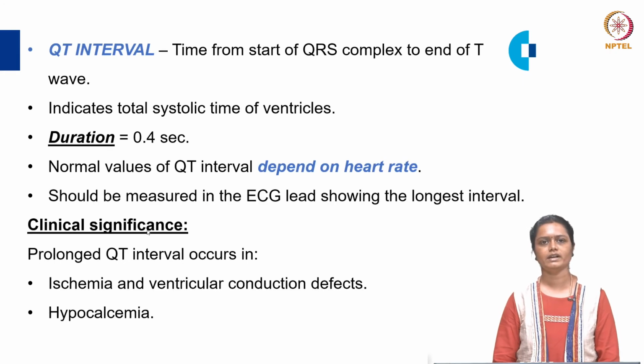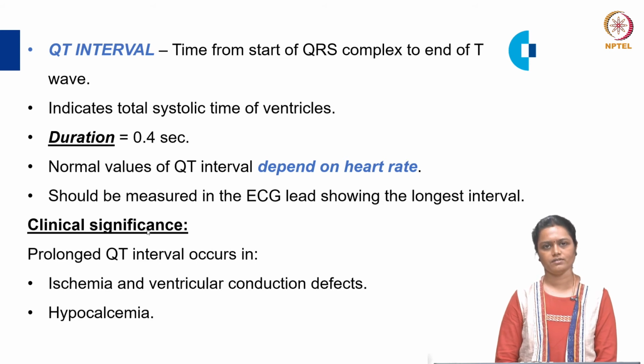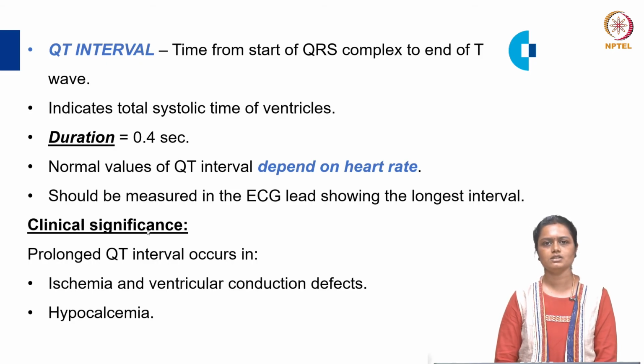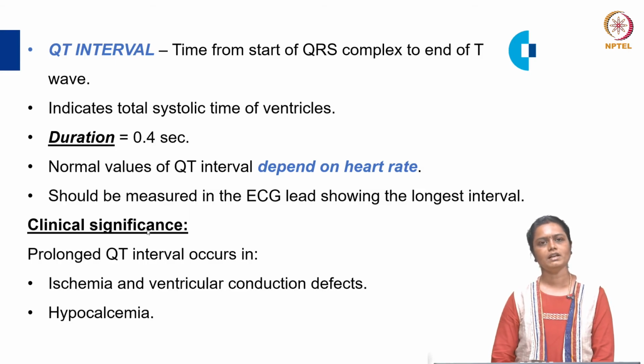The next important interval is the QT interval, which is measured from the start of the QRS complex to the end of the T wave, which means that it includes both ventricular depolarization and ventricular repolarization. Or in other words, it indicates the total systolic time of the ventricles. The normal duration of the QT interval is 0.4 seconds.